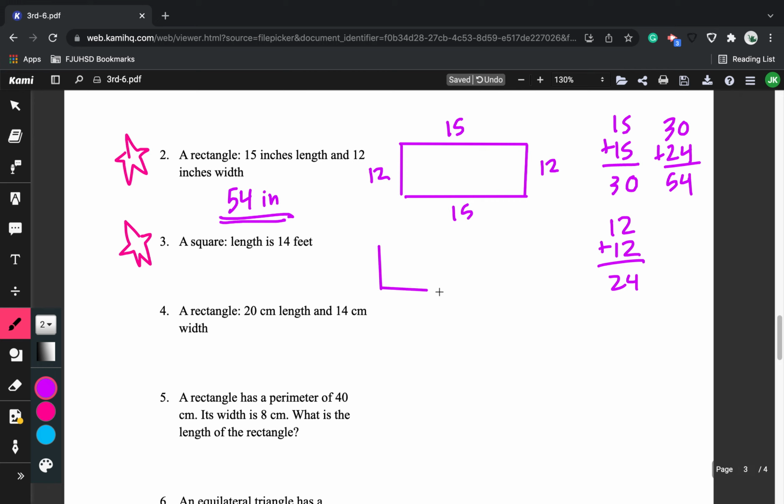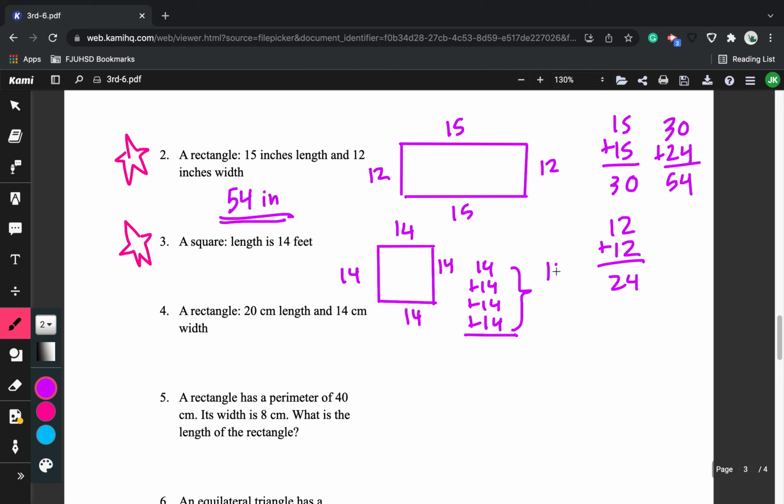A square is basically saying it's all even sides. A square, no matter what, will always have even lengths. Therefore, all sides are 14. You can do just 14 plus 14 plus 14 plus 14, or a quicker method is just doing 14 times 4, which is 4 times 4 is 16, with the 1 going on top. 4 times 1 is 4, plus 1 is 5. Therefore, it's 56 inches, or I guess in this example, feet.